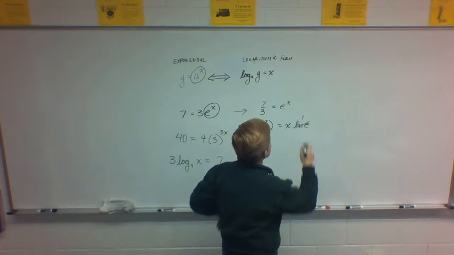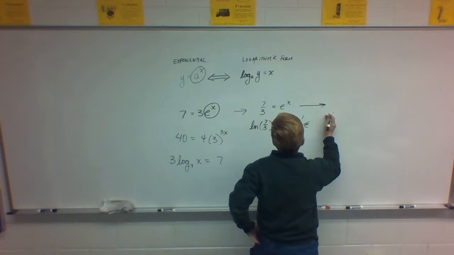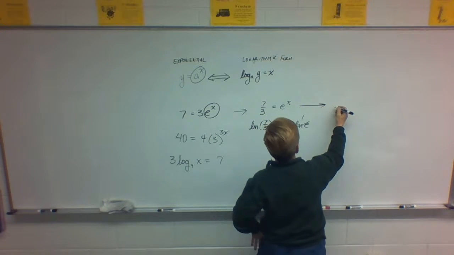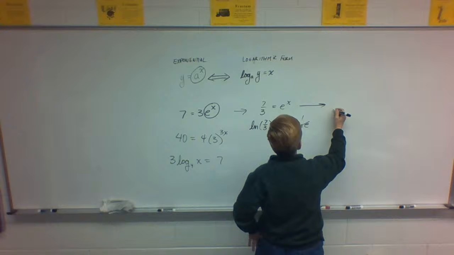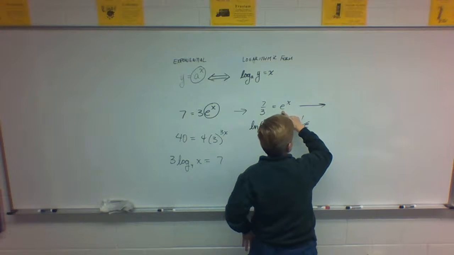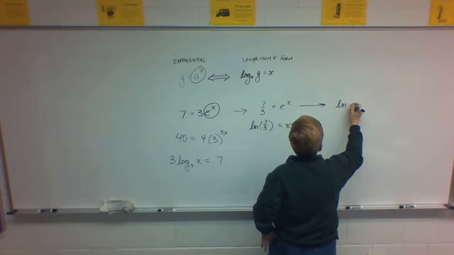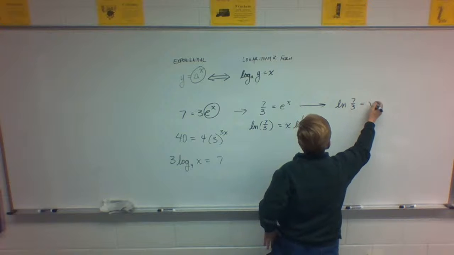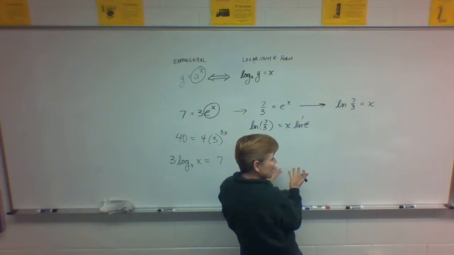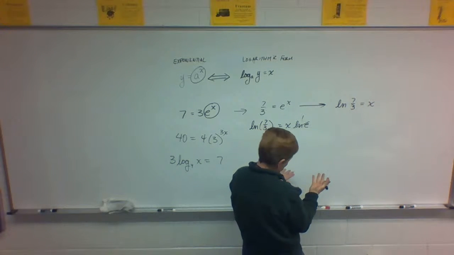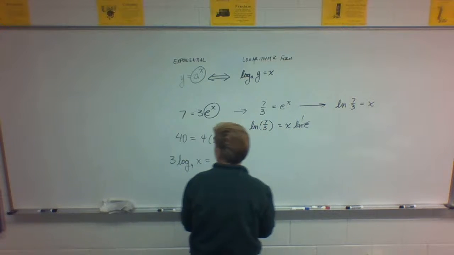Could you also change this thing to a logarithm? And if you did, what would it look like? Natural log. So it would be log base e, right? Of 7/3 equals x. Voila! Look, it's the same thing. It should be. It's 2 different ways of solving the same equation.